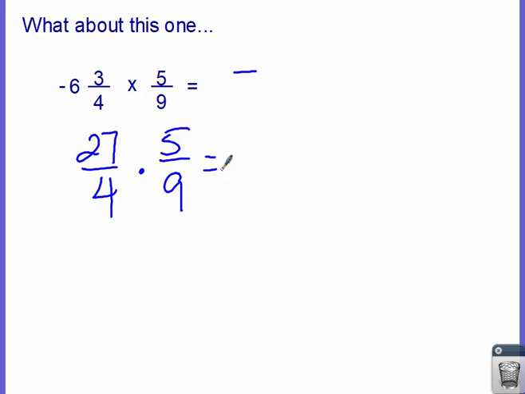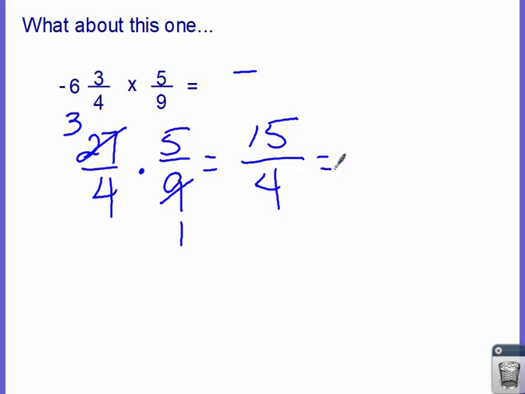Now I ask, are there any numbers on top and on bottom that could simplify? Yes, my 27 and my 9, they have a 9 in common. So I divide 27 by 9 and get 3. I divide 9 by 9 to get 1. Now there's not anything else I could simplify. If there was, then you simplify. So now I multiply. 3 times 5 is 15. 4 times 1 is 4. Now that's a lot better than the numbers that I would have gotten if I hadn't simplified.